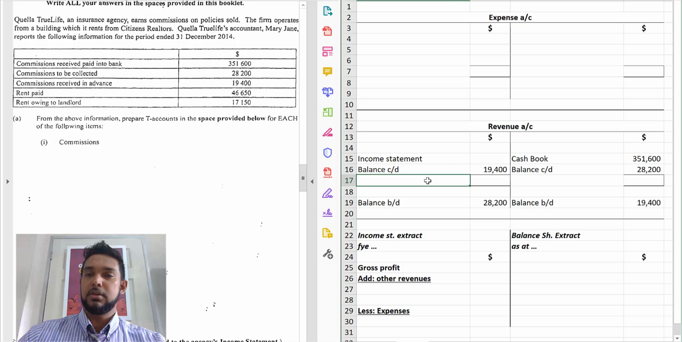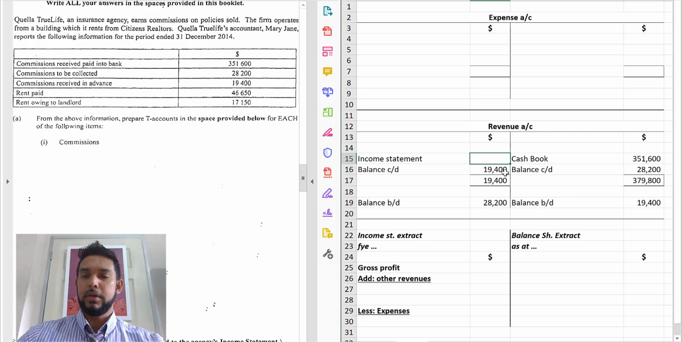All right, so clearly this account is not going to be in balance. So that is equal to this minus 19,400. Cool. 364. There you go. All right. Lovely. Rent now. Sorry, we did commissions.